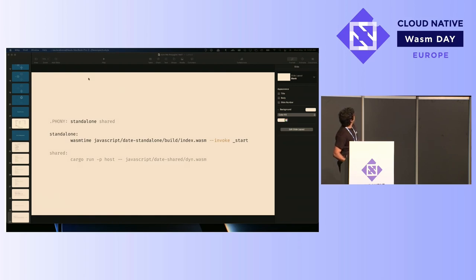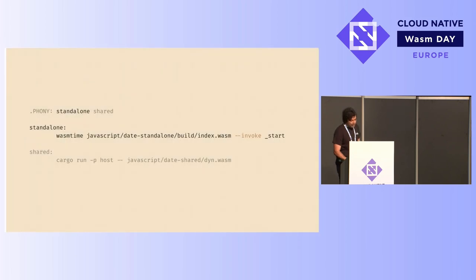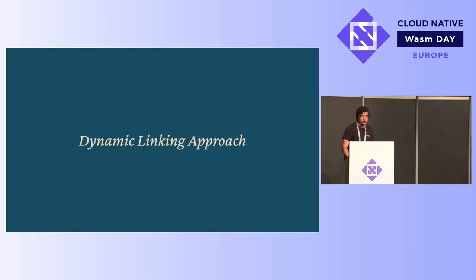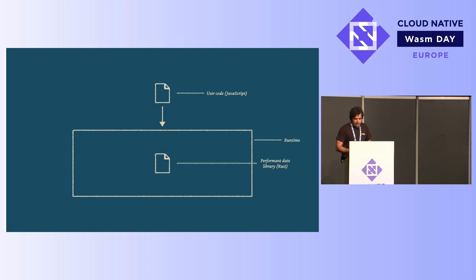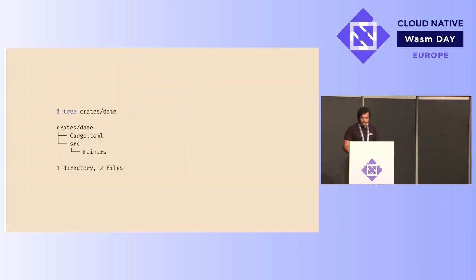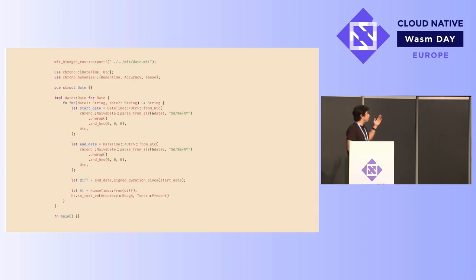Now, that's the easy use case. Now let's go to the dynamic linking approach. The first thing that we want to do, since the date formatting functionality is what's common for all the user-defined functions, is factor out the common functionality, right? And that basically means that we are going to have some JavaScript that is going to request that date functionality, and we want to link it against a performant date library, which is going to be written in Rust. So we create a crate that is going to look like this, and then we have our code to do that.